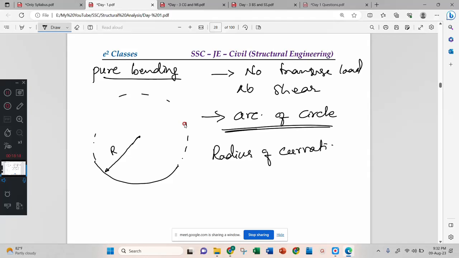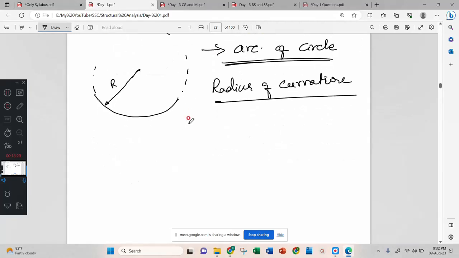Radius of curvature. Correct? This is the radius of curvature. Now you got a meaning. Look at here. The beam is there. This beam is bent. Why is it bent? Because bending moment is there, that I will call M. And after bending, it will have a radius of curvature, that is considered as R.